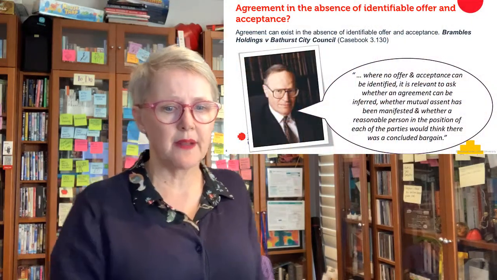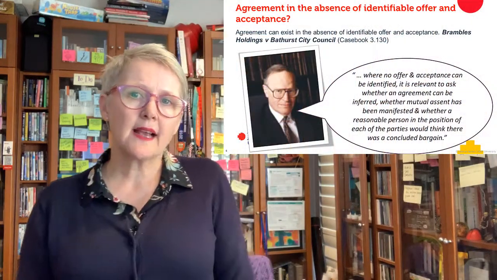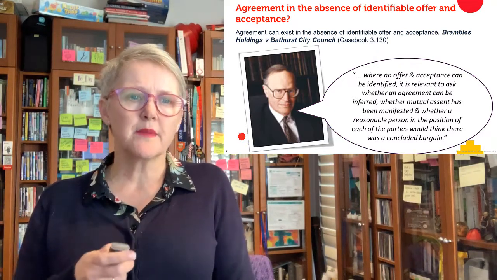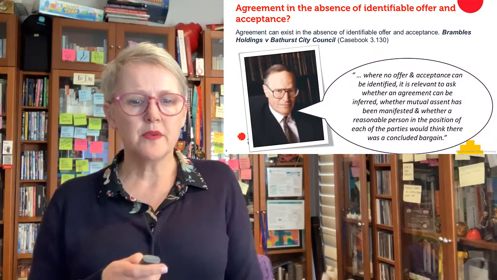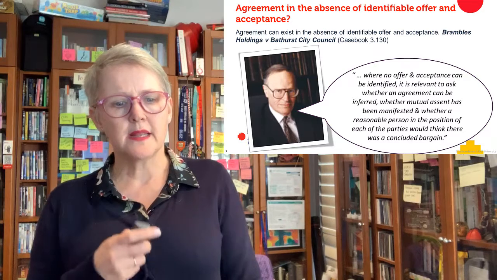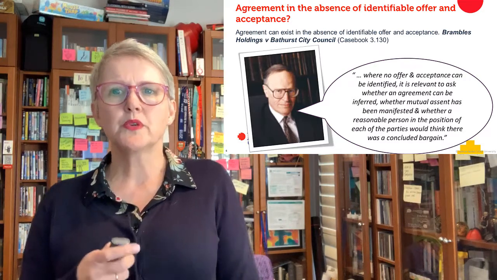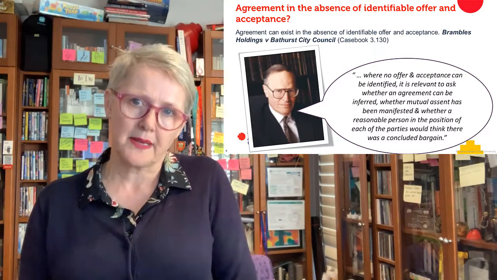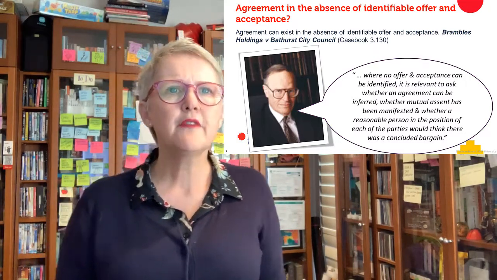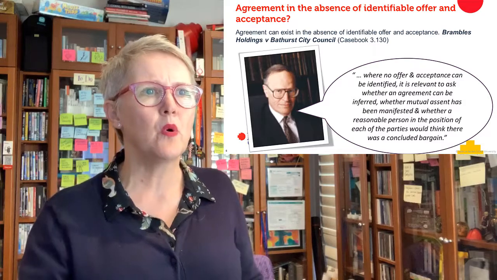Justice Hayden said in relation to this matter, where you can't see a clear offer or an acceptance, it's relevant to ask whether an agreement can be inferred, whether mutual assent has been manifested, and whether a reasonable person in the position of each of the parties would assume that a bargain had been concluded. Clearly not quoting exactly. There are really three main principles that come out of this case.